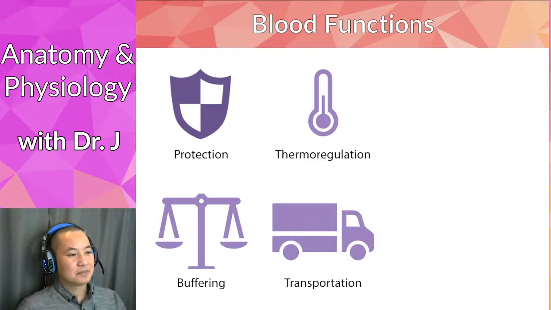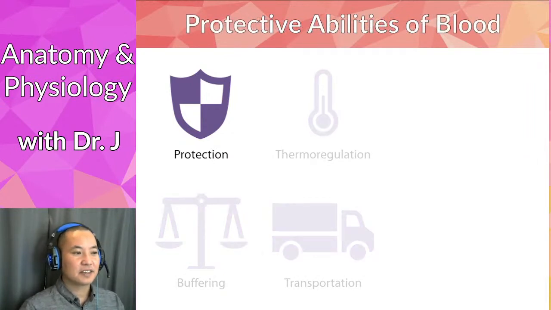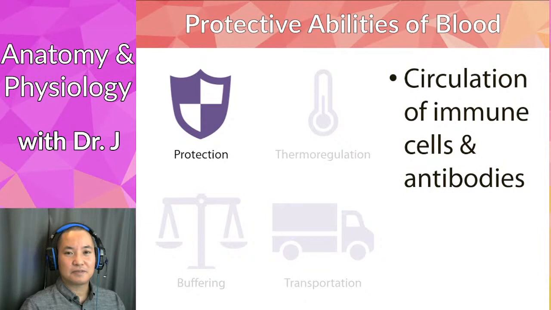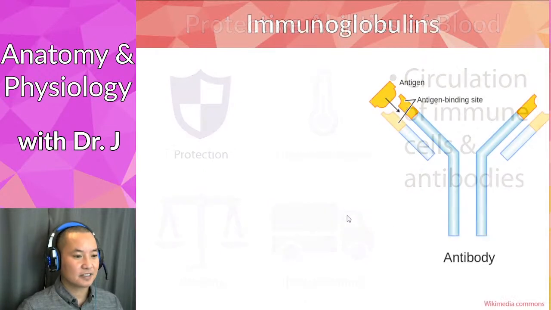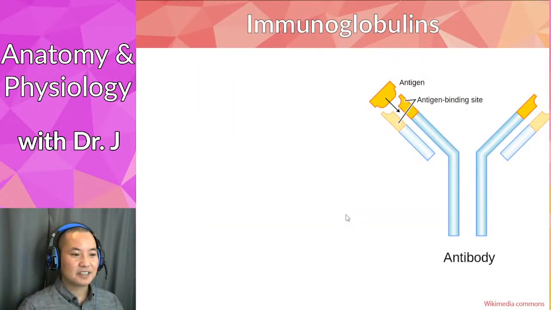But okay, so blood functions, so many different functions, and we'll go over them very briefly. Protective abilities of blood: one thing is that it's very important in circulating cells that are an important part of your immune system, but also those globulins, especially those antibodies, that are very important for your immune system functioning. So immunoglobulins, antibodies, this is the overall structure and cartoon of an antibody. And an antigen is basically a group of molecules that your antibody is able to bind to and recognize and attach to.